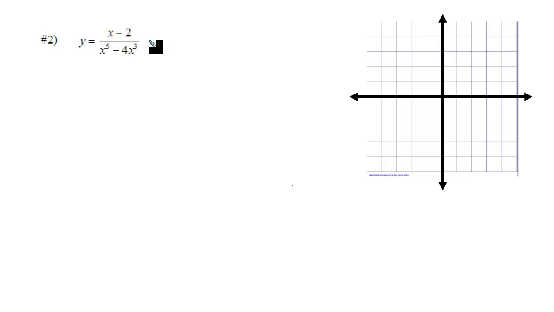Number 2, anytime you start out these problems, you need to start out by factoring. The numerator is already factored. The denominator, not so much. The GCF here is x squared, leaving us with the GCF is x cubed, leaving us with x squared minus 4.